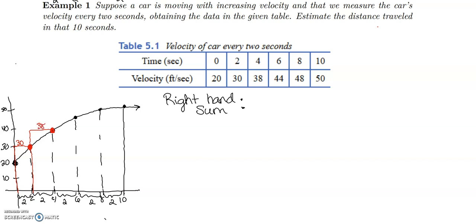And then we go from 4 to 6. What's the right side of that? It's 6. So we're going to go up to the function at 6 and use that for our rectangle. Well, what's the height at 6? That's 44. Then our next rectangle is from 6 to 8. What's the right side of that? It's 8. So we're going to go up to the function at 8 and use that for our rectangle. What's the height at 8? It's 48. And then our last rectangle is from 8 to 10. The right side of that is at 10. So we're going to use that piece for the last rectangle, and that has a height of 50.